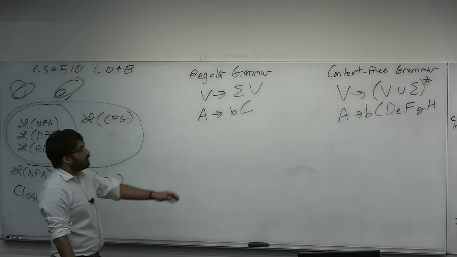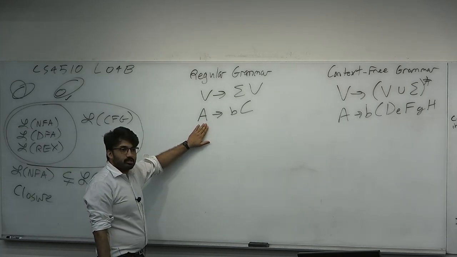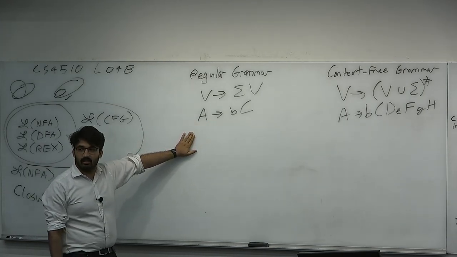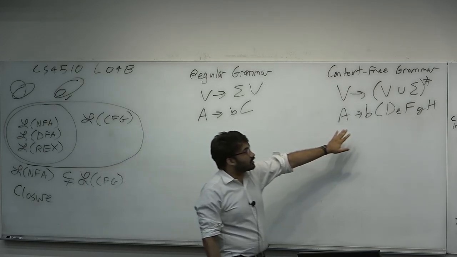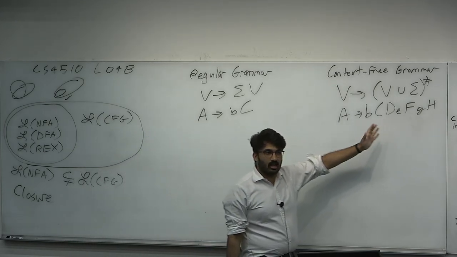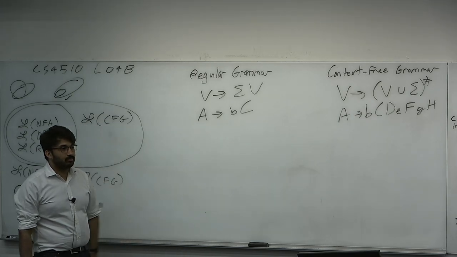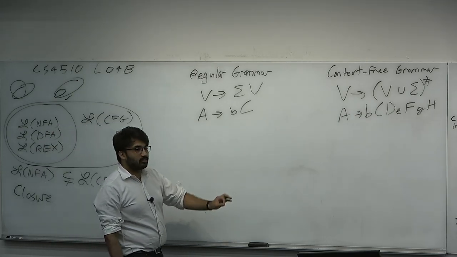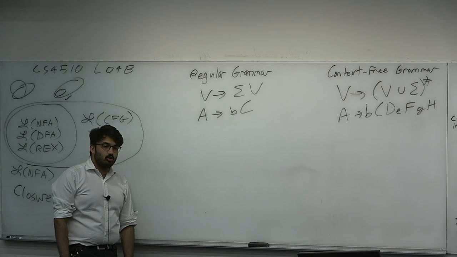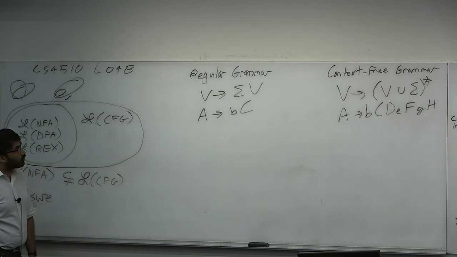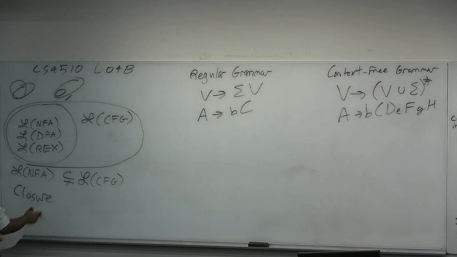Both rules are restricted in the sense the left-hand side is a single non-terminal, but the right-hand side of a context-free grammar is unrestricted. There's nothing containing it. Here, there's a kind of rule you're allowed. That's it. Single terminal, single non-terminal. And you may guess that the regular grammars produce exactly and only the regular languages. So let me make some room here.